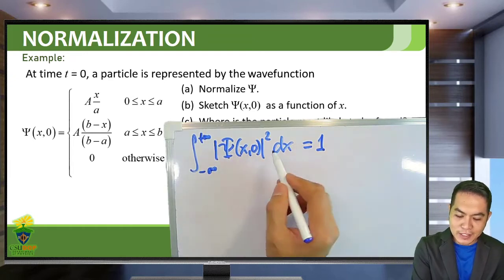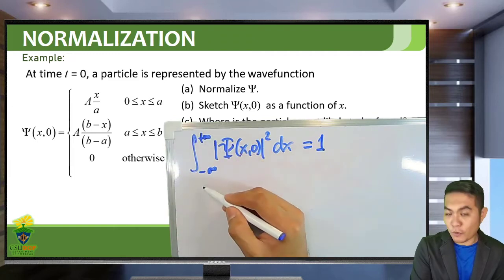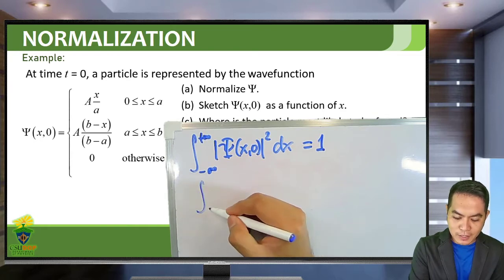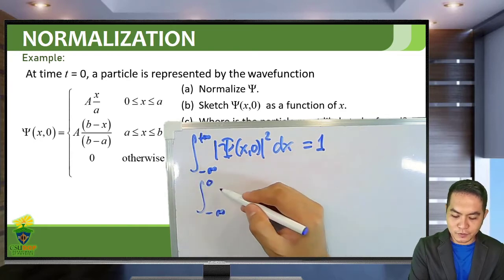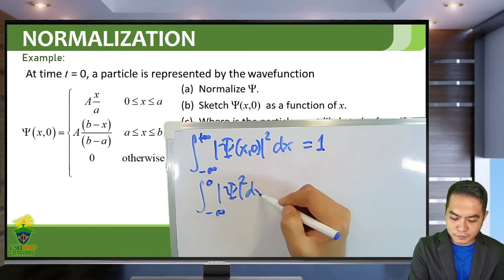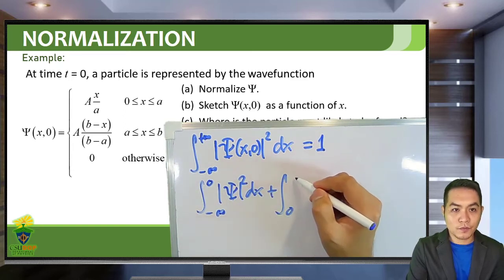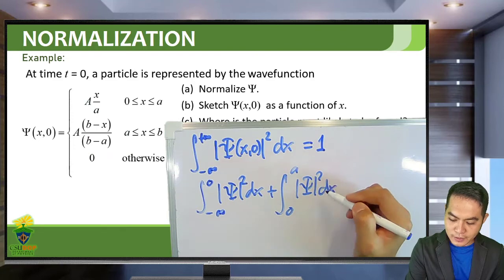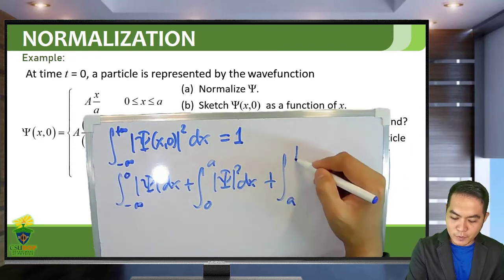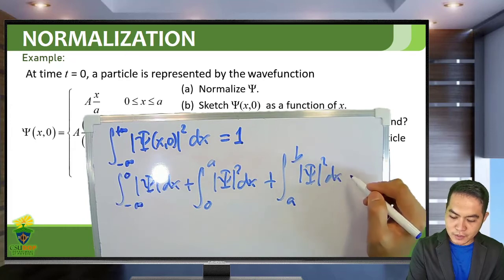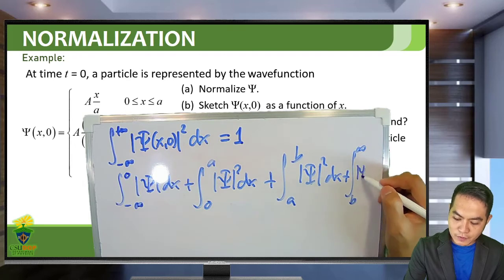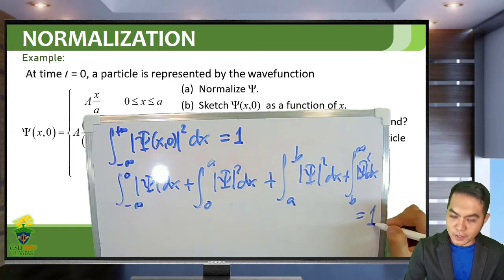So this integral from negative infinity to positive infinity is actually 4 integrals. You have from negative infinity to 0, what's the value of your psi squared there? Plus from 0 to a, absolute value of psi squared dx, plus from a to b, absolute value of psi squared dx, plus from b to positive infinity, absolute value of psi squared dx. So this should be equal to 1.